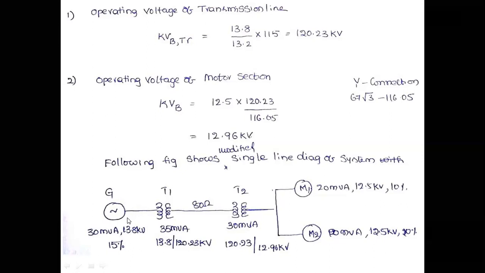Later, T1. The rating of the three-phase transformer is 13.5 MVA, and later we have converted the ratings also with respect to the new base value. So now the ratings have been given as 13.8 divided by 120.23. Now transformer T2 total operating voltage is 30 MVA and the primary winding voltage is 120.23, 12.96 kV.